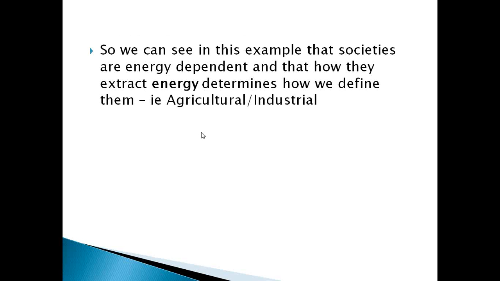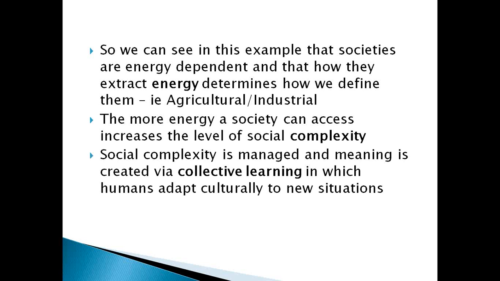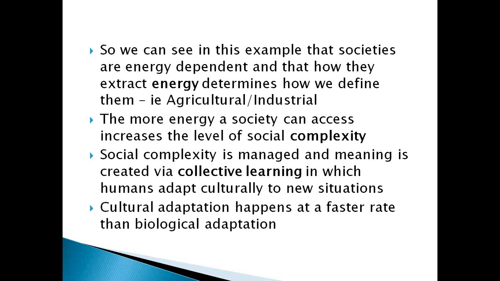So we can see in this example, the example of transition from agriculture to industrial, that societies are energy dependent, and that how they extract energy determines how we define them, agricultural societies and industrial societies. The more energy a society can access increases the level of social complexity. Social complexity is managed and meaning is created by collective learning, in which humans adapt culturally to new situations. And cultural adaptation happens far faster than biological adaptation.